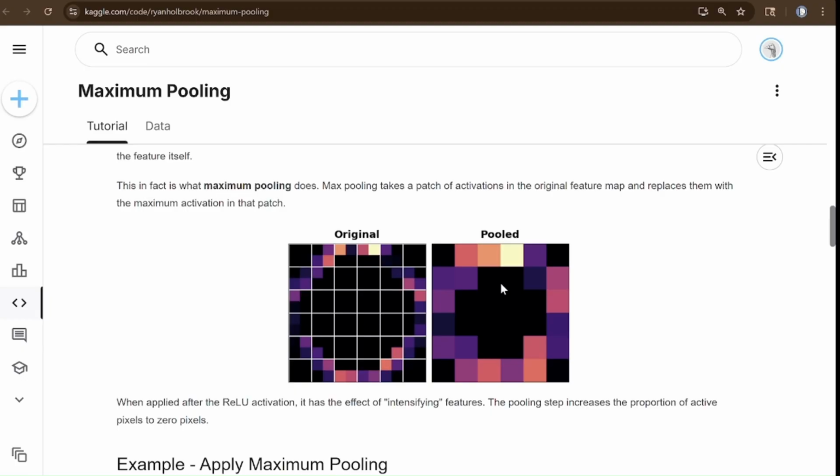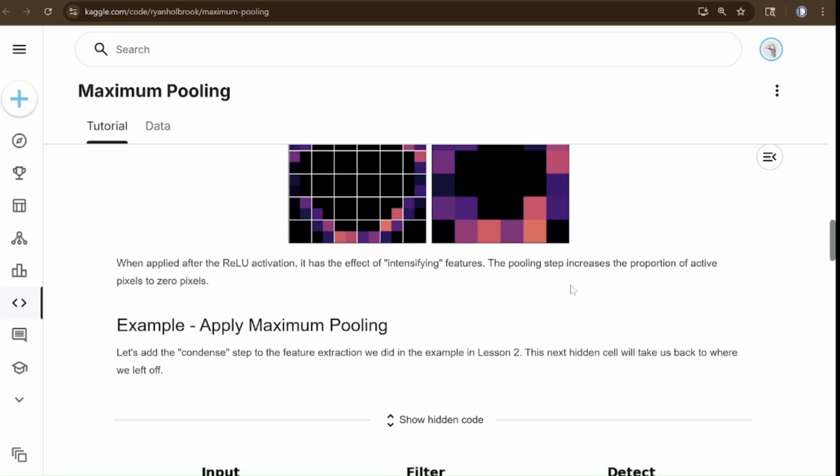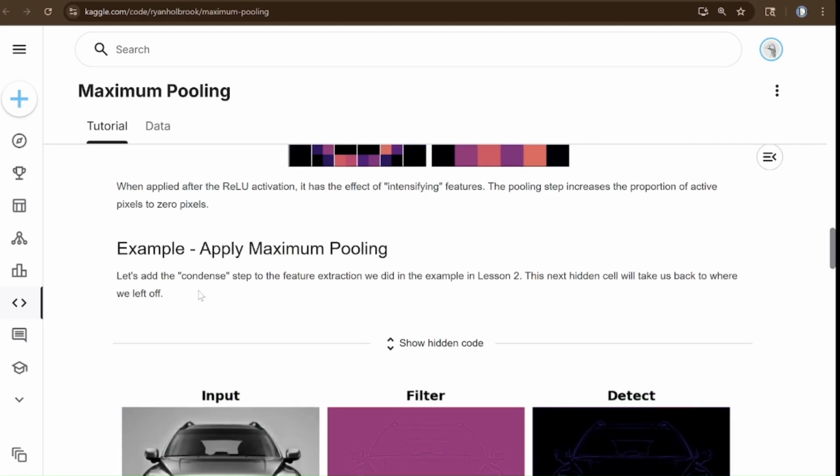See, this one is original, this one is pooled. Most dull spaces are removed. It is more enhanced. Okay. So when applied after ReLU activation, it has the effect of intensifying features, and this pooling step increases the proportion of active pixels to 0 pixels. Active pixels are more now. Okay. Now let's add the condense step to the feature extraction we did in lesson 2.